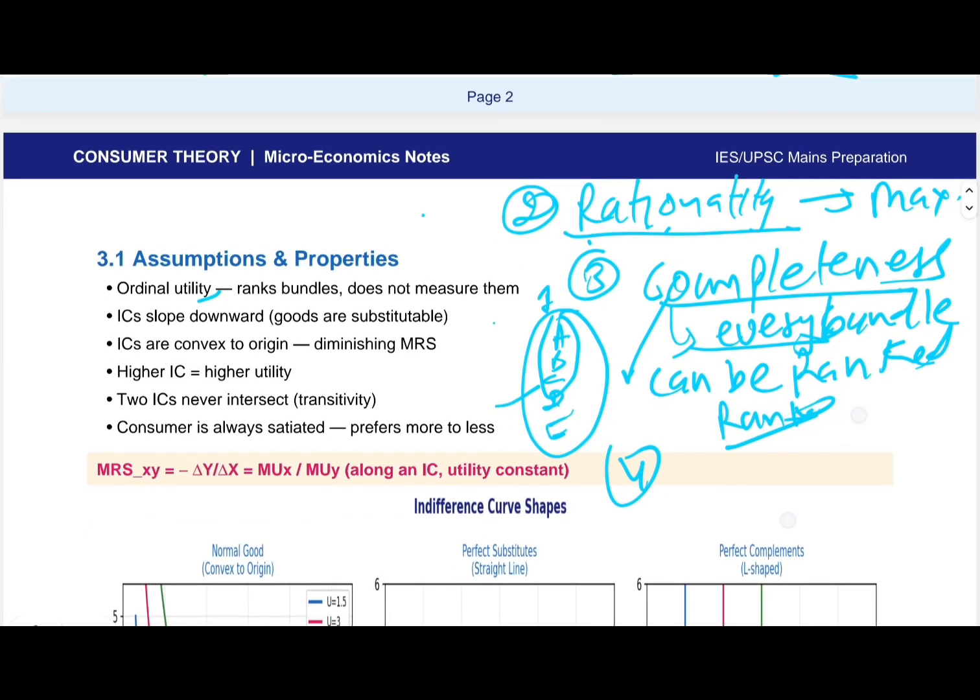And the fourth one is reflexivity. I think I am teaching the whole concept rather than revising the concept quickly. So let's start with it. It's okay, because if the conceptual clarity is there, we can solve most of the questions that can be asked from this topic.